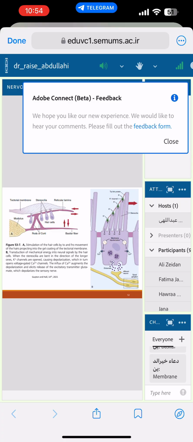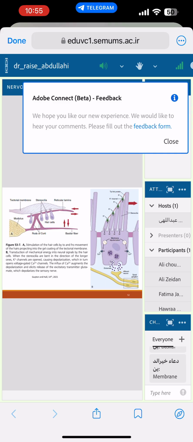As you can see, the tips of these stereocilia are connected together. We have some ion channels, specifically potassium ion channels, in the tip of these hairs, in the tip of stereocilia. And these channels are connected together with these link proteins. This link protein is very, very small.